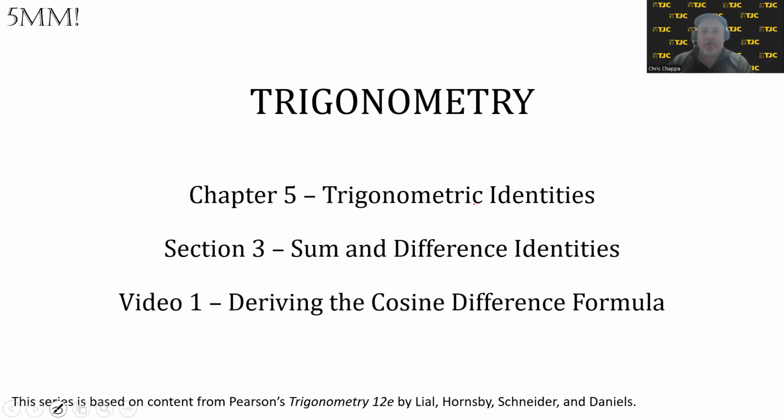Trigonometry, Chapter 5, Trigonometric Identities, Section 3, Sum and Difference Identities, Video 1, Deriving the Cosine Difference Formula. This series is based on content from Pearson's Trigonometry 12th edition by Lial, Hornsby, Schneider, and Daniels.